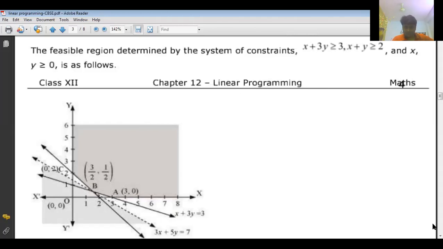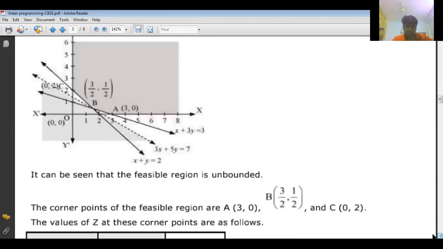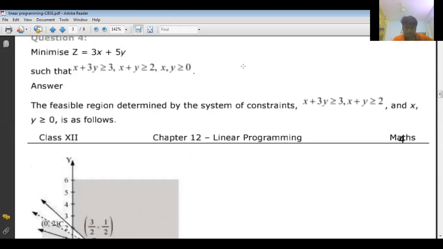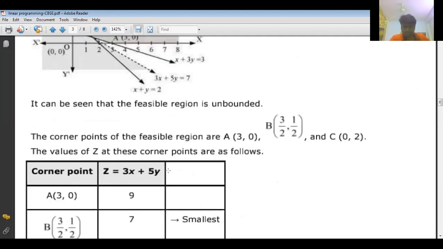After that, what are the corner points we can say? Actually the region is unbounded, not bounded and closed. That's why we should take one inequality. What is that? 3x plus 5y less than 7. Here 7 is the minimum value, but we cannot conclude now. So for that we should draw one inequality there.